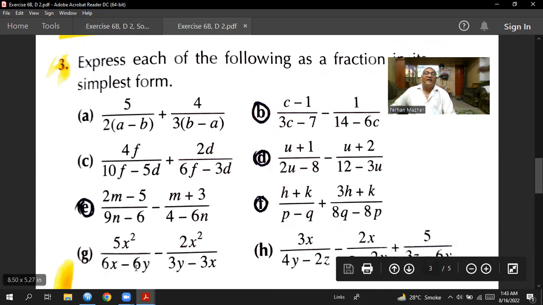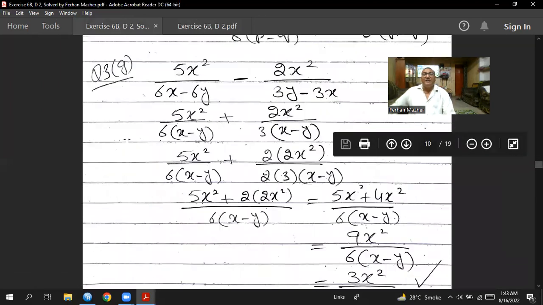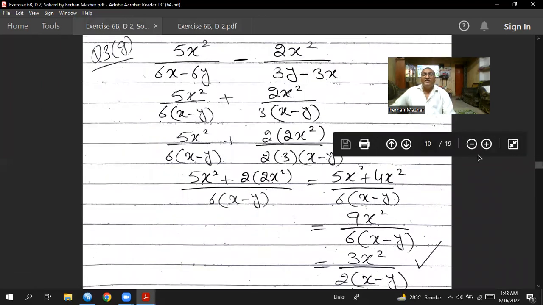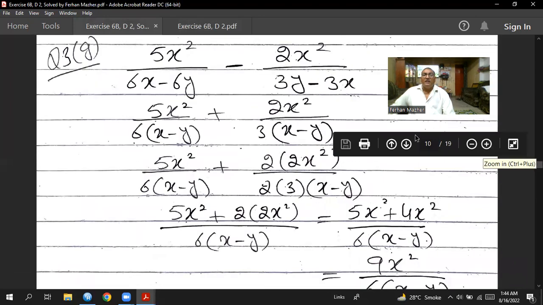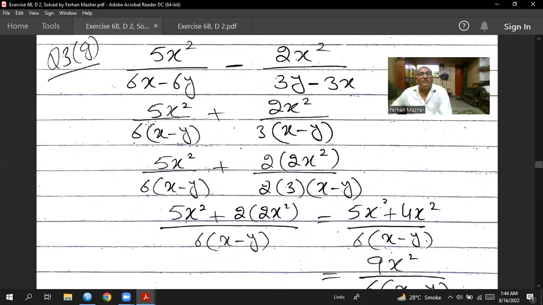So from here, I can take the 6 common. From these two, I will take the minus 3 common, and then I will try to make the denominator exactly the same. So here is the strategy. Okay, so you can see this is 5x squared divided by 6x - 6y. So from this denominator, take the 6 common. So you have 5x squared divided by 6(x - y).